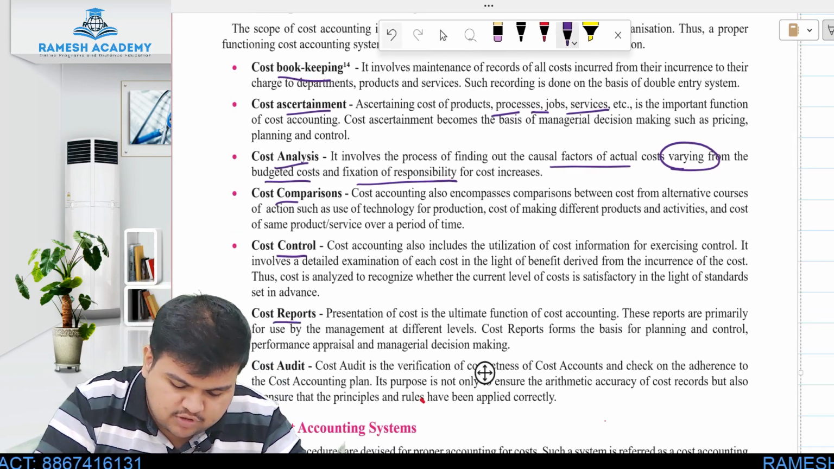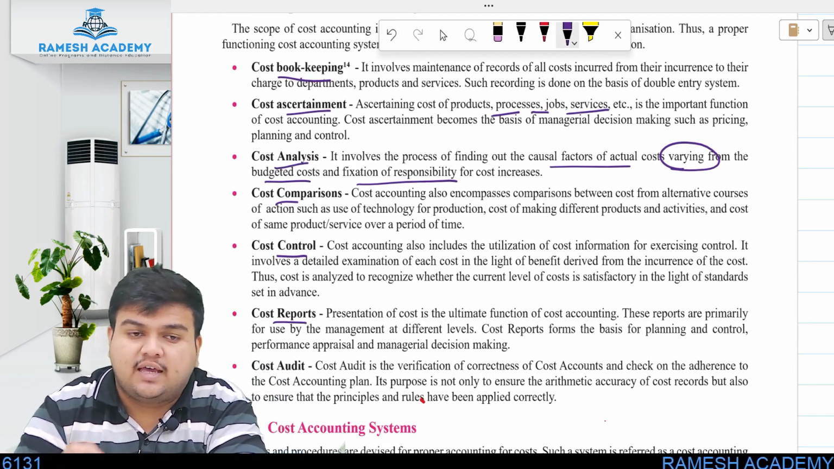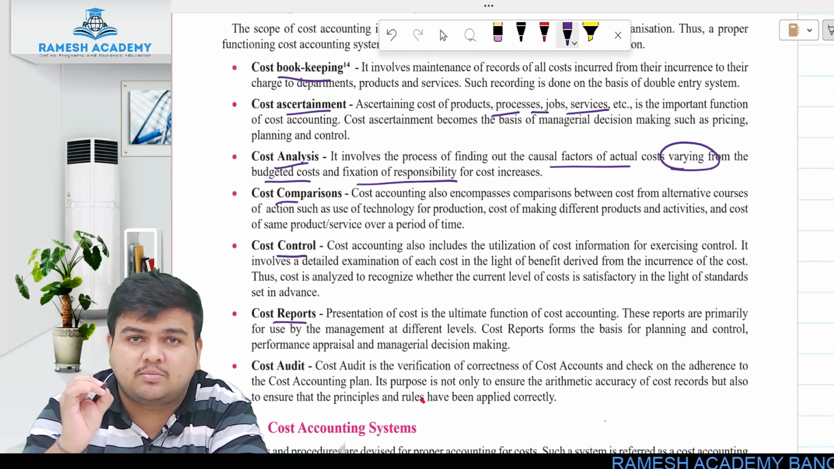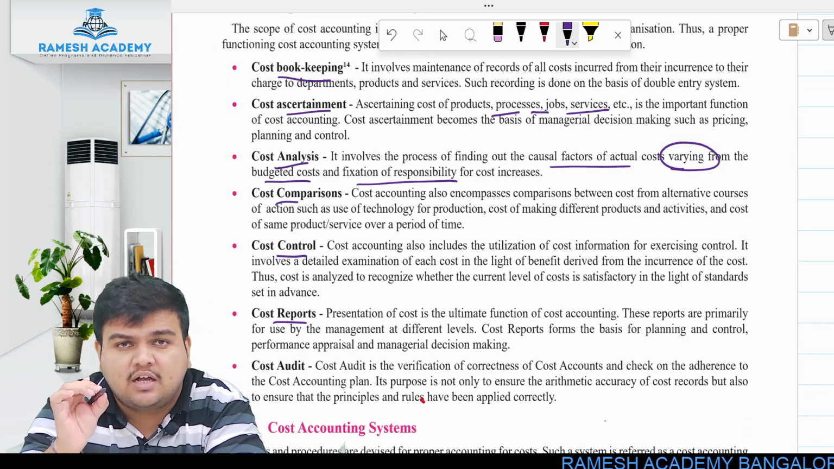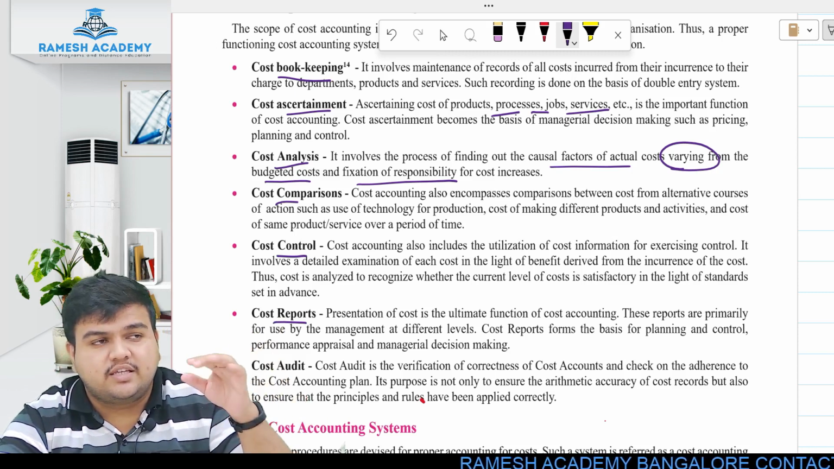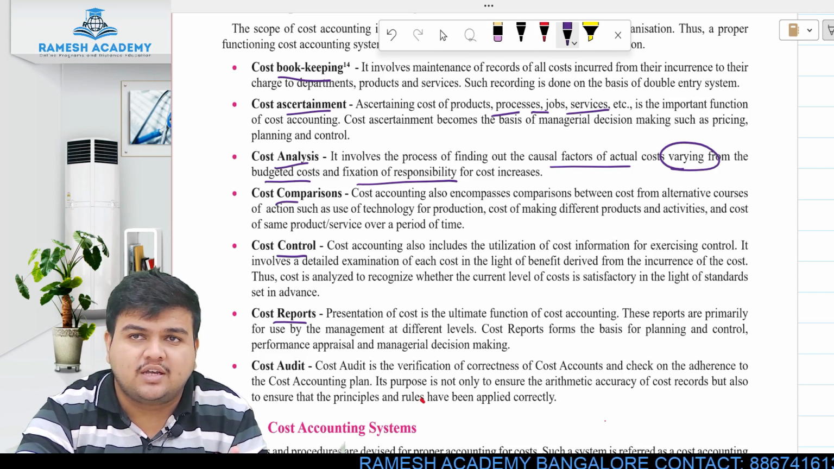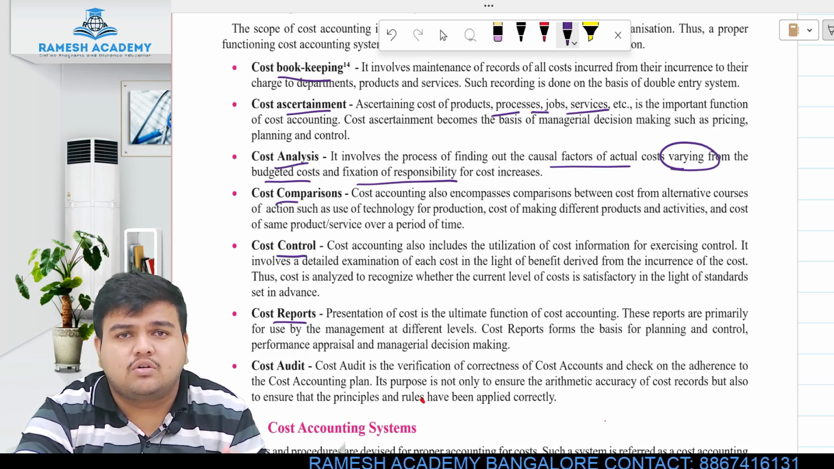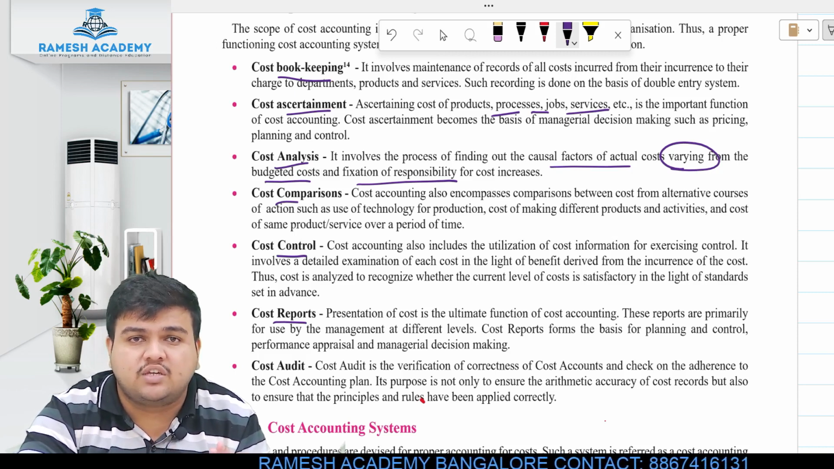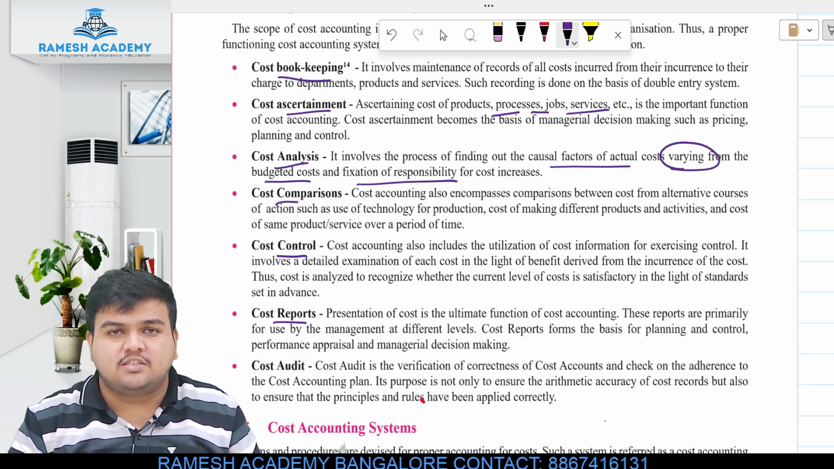Cost reports are always the ultimate function of cost accounting, like the profit and loss account, balance sheet, trial balance. These are the ultimate reports. Why? Because nobody has access to your books of accounts. They just want the whole summary. This is the total sales. Do they ask for month-wise sales? No. Product-wise sales? No. They want the whole sales. This much is the income, this much is the expenses, this much is the profit.